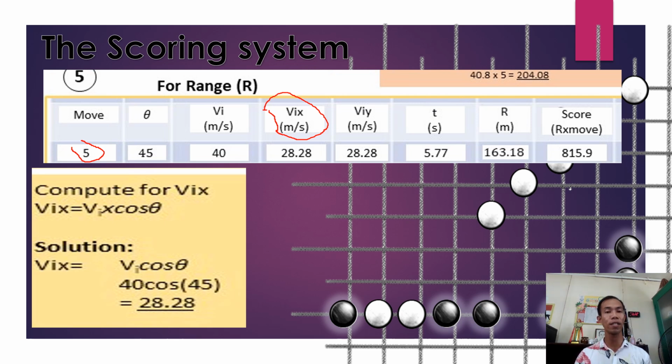V sub Ix is equal to V sub I cosine theta. Solution, V sub I is equal to 40, this one. And angle theta, angle of release, is 45 degrees. That would be equal to 28.8. There you go, 28.8.